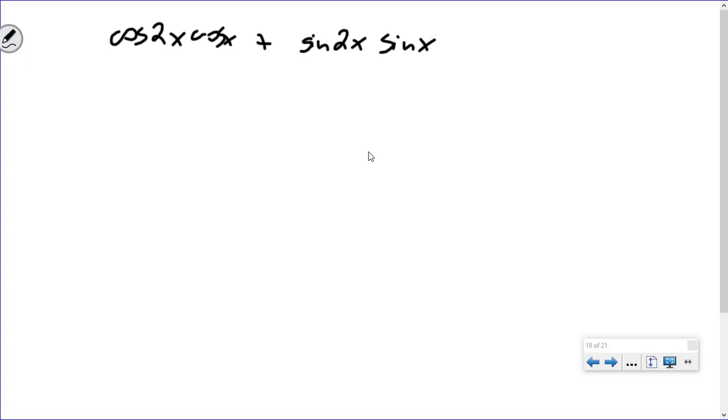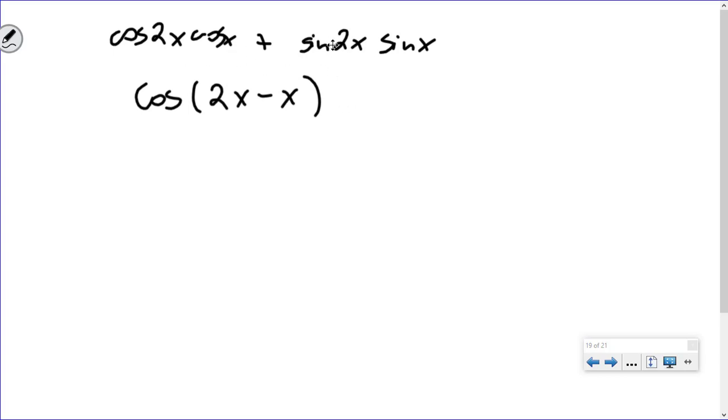Cos 2x has multiple ways to change it, so we start off with cosine 2x first. A lot of the times what students want to do is they see cos 2x, sine 2x, and they right away are like, okay, there's my double angle identity, let's expand it. But I would argue there's a much easier way of doing this question. Look at it backwards. Which identity is this already? It's already cos of 2x minus x, right? Do you guys see that?